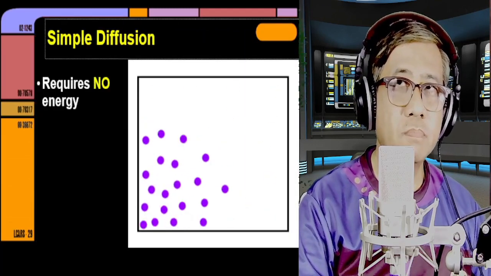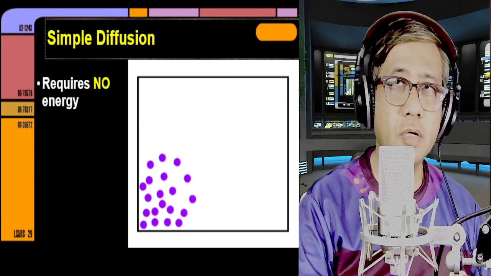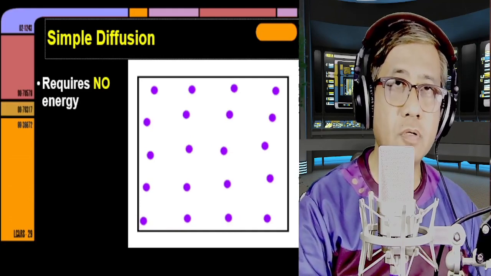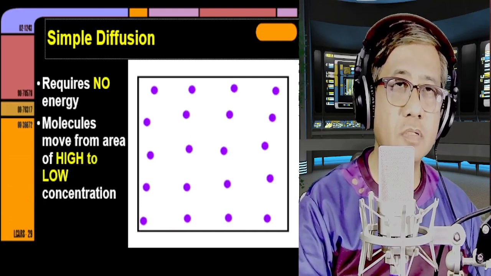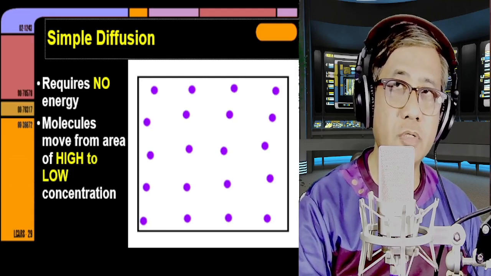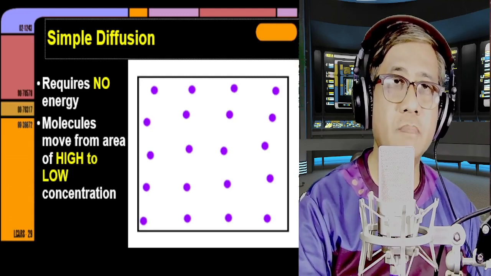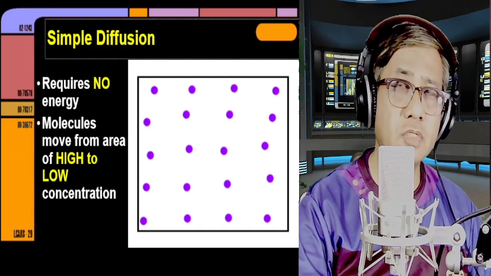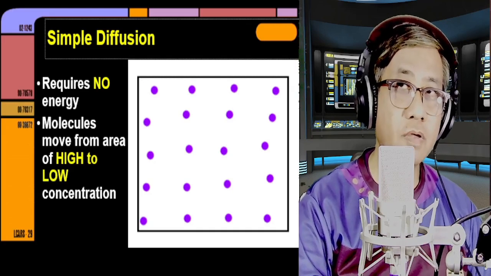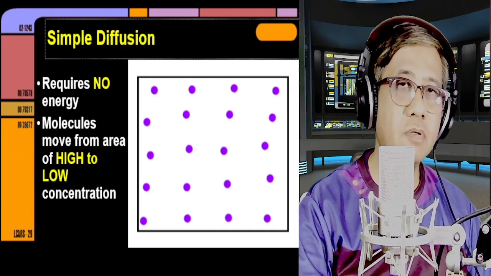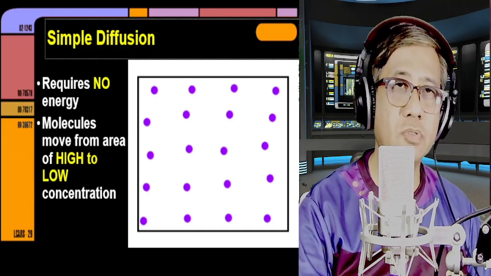So here again, in simple diffusion, there is no energy required. There's no need for ATP or adenosine triphosphate to move these molecules from a region of high concentration to a region of low concentration. Molecules simply move down the concentration gradient. Take note of the term that I'm using. When we say concentration gradient, there is a difference in concentration. And these molecules move from a region of high concentration to low concentration.